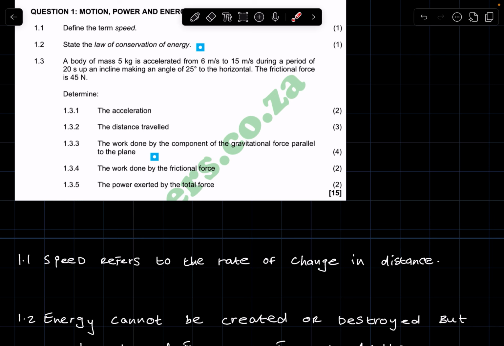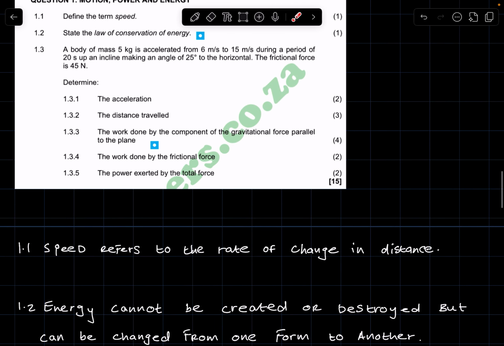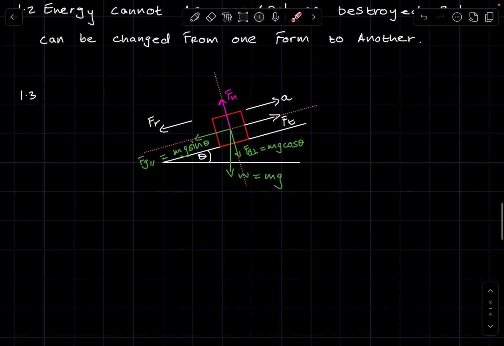1.3 reads as follows: a body with a mass of 5 kg is accelerated from 6 to 15 meters per second during a period of 20 seconds up an incline, making an angle of 25 degrees to the horizontal. The frictional force is 45 newtons. First things first, you draw your free body diagram.